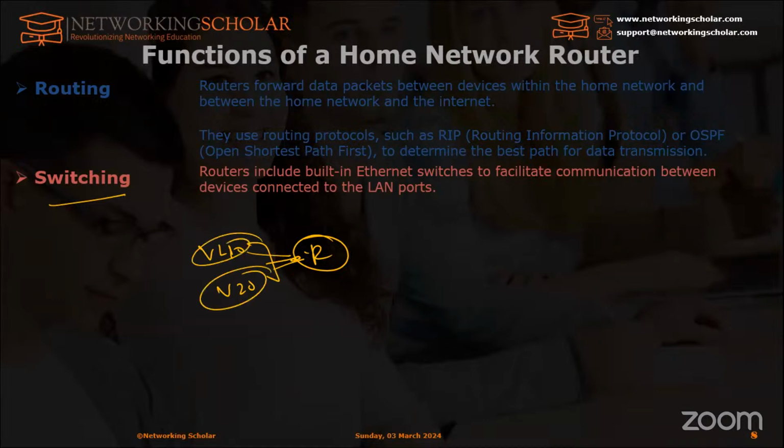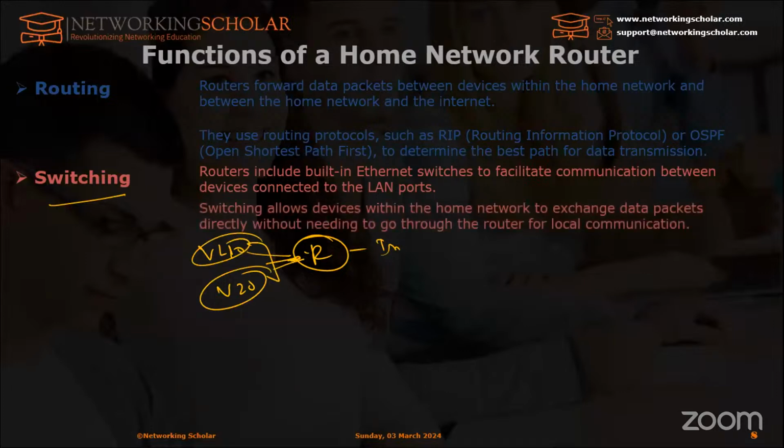That will help us to communicate between VLAN 10 and VLAN 20, or VLAN 20 and VLAN 10. So here we will use inter-VLAN routing, or something else. If we are talking about switching, then we can create VLANs and then we can use them.